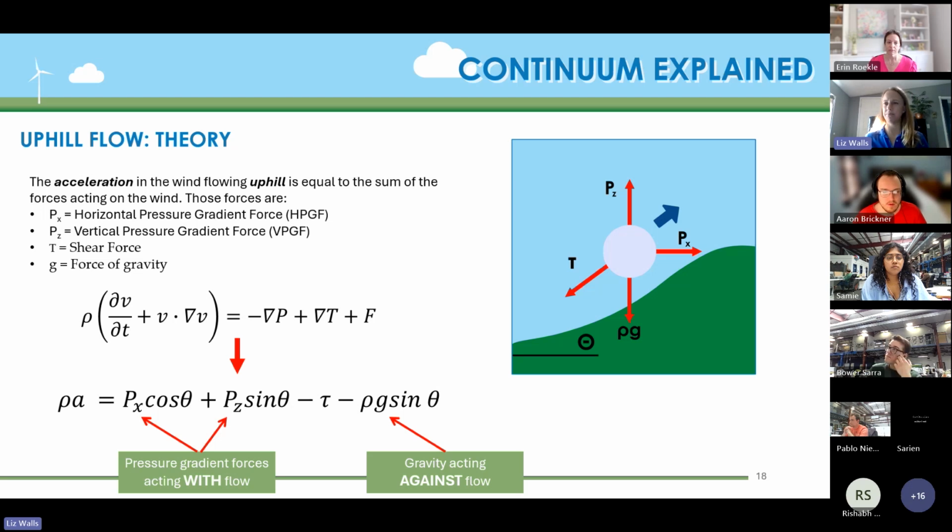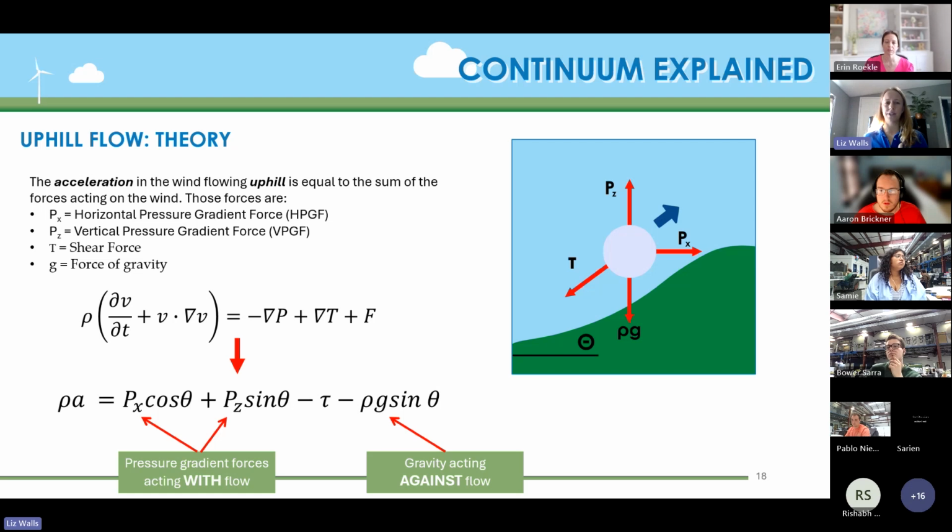It's the same forces acting on this blob of air as we had in the downhill flow. So we have pressure gradient forces in both the horizontal and vertical directions, as well as shear force and the force of gravity. Here's the equation for Navier-Stokes, and then looking at the sum of the forces on this blob of air. So now let's take a look at the signs of these different forces.